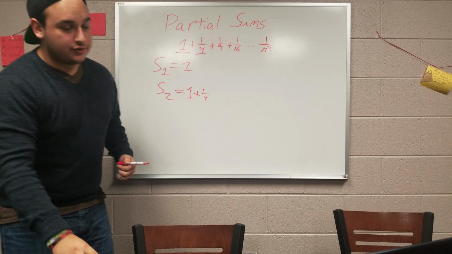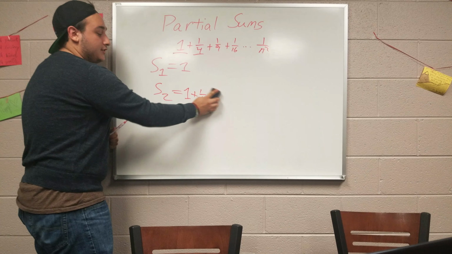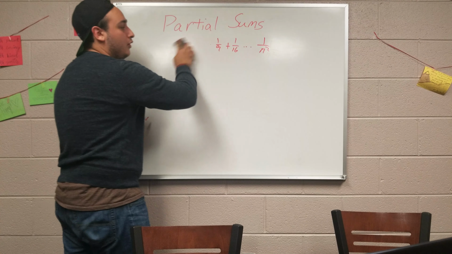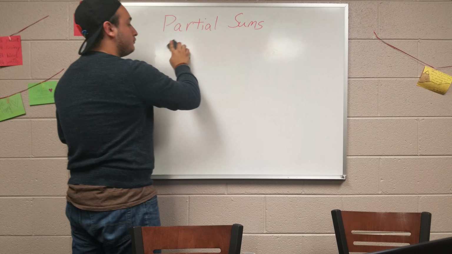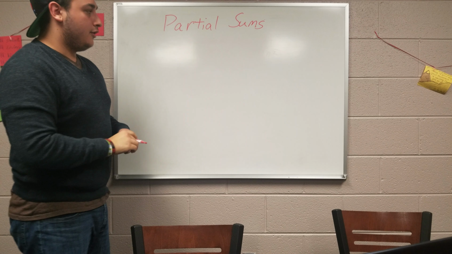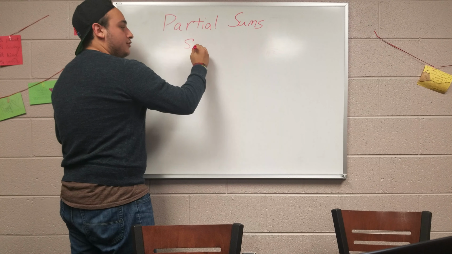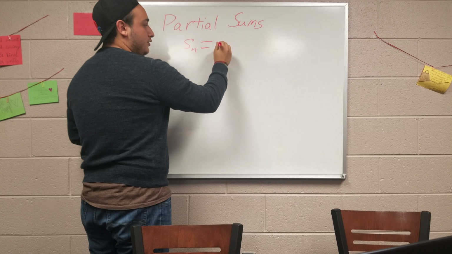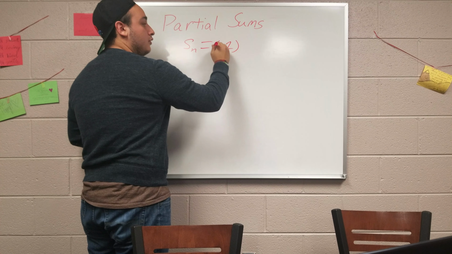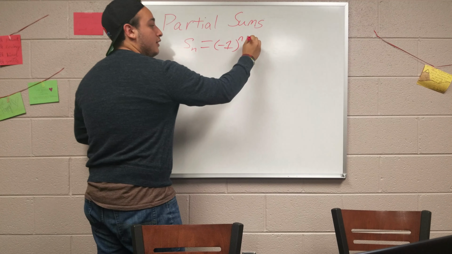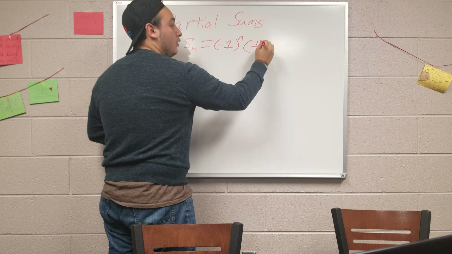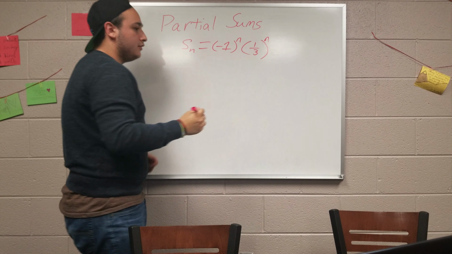Now we're going to move towards an example that was used in our Wiley Plus homework in 9.1 and 9.2. So large S with a subscript of n is equal to -1 to the power of n times 1/3 also to the power of n.